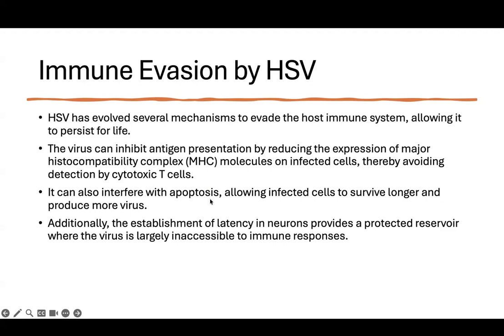And also remember, HSV loves to create these multinucleated cells. They love to bring cells together, so they do not need to go outside and be caught by B cells. And they love to form latency in neurons. The immune system will not kill a neuron because we cannot spare them. If we kill a neuron, we're screwed. So that's why we're never able to clear them out.